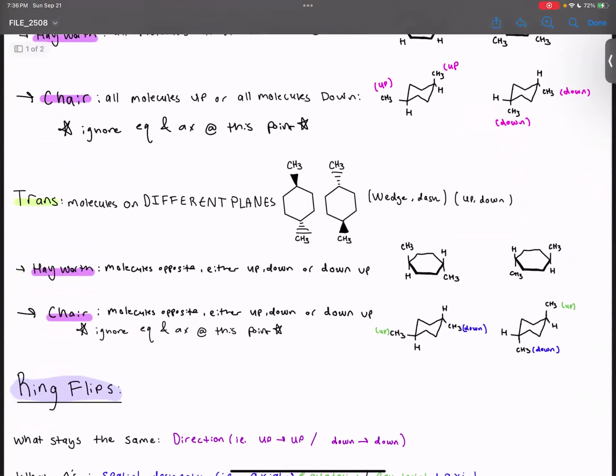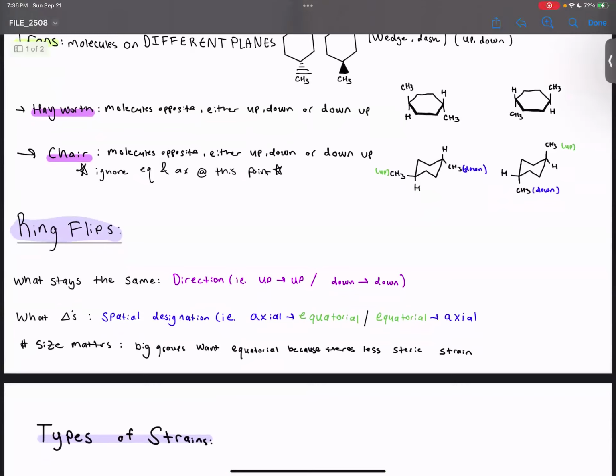And then when we talk about trans, molecules are on different planes, so wedge dash or up down. And then in the Haworth, they're going to be opposite of each other, so up down or down up. And then in the chair position, it's going to be the same, so up and down. They're not going to be facing the same way. And do not consider equatorial or axial right now. All we're thinking about is up or down.